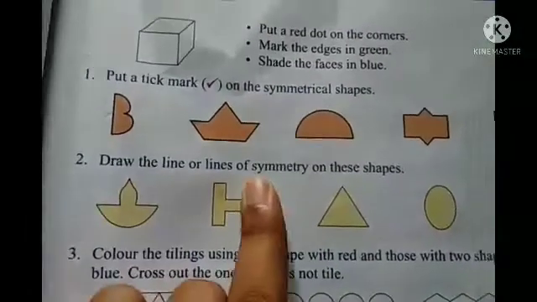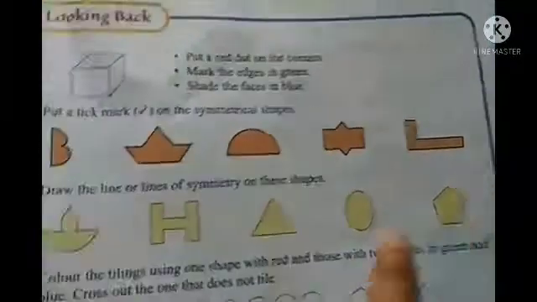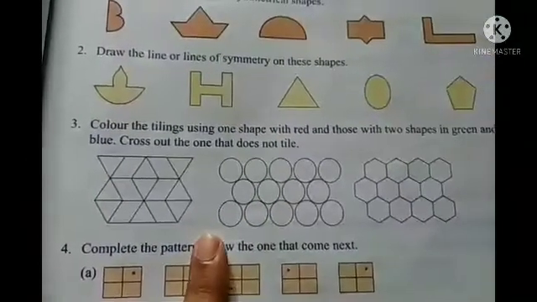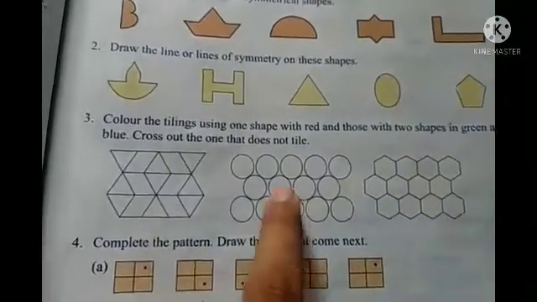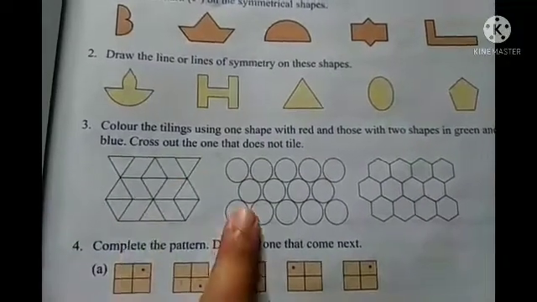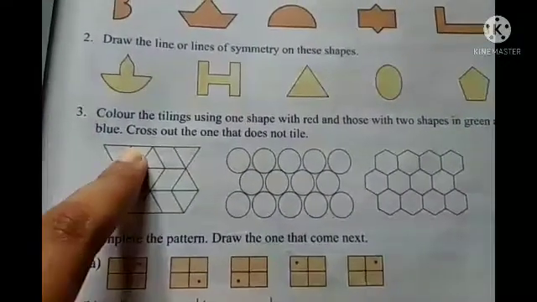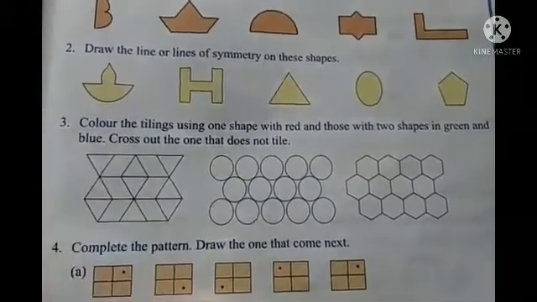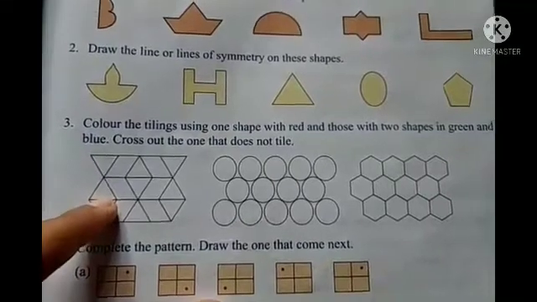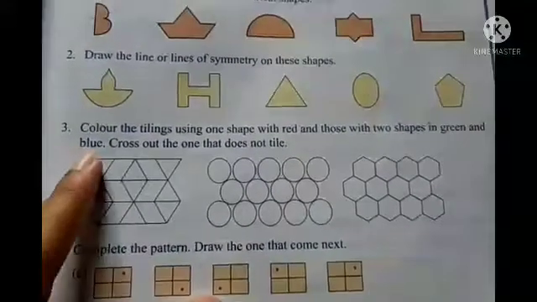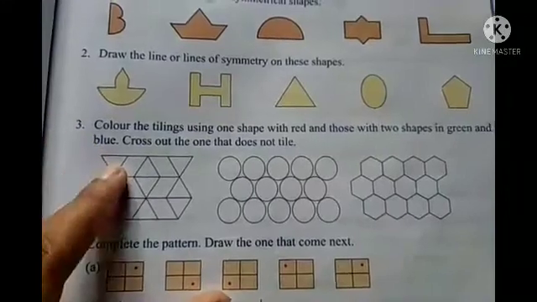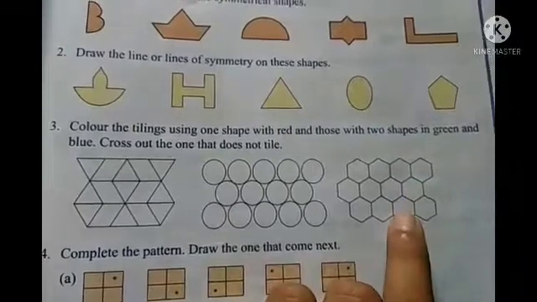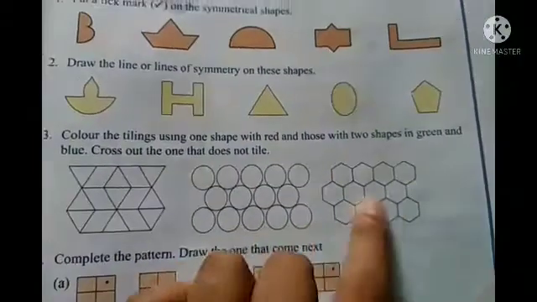Now draw the line of symmetry on this shape. So these are symmetrical figures, you have to draw the line. It may be a horizontal or vertical line, and here it is said that you have to color the tiling. Different types of tilings are given using different shapes. So here you see triangles are there, parallelograms are there. It is said that if different shapes are used, you have to color it with green and blue, and you have to color red where only one shape is used. So here you can see hexagons, all are hexagons, so you can color it red.